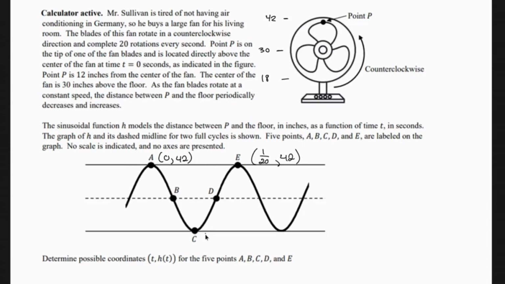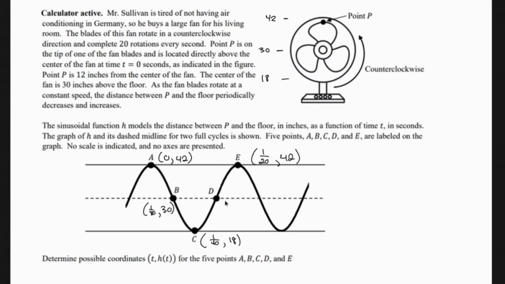So halfway in between that at C is going to be halfway in between 0 and 1/20. So half of 1/20 is going to be 1/2 times 1/20, which is 1/40th of a second. And at 1/40th of a second, we're at 18. Similarly, halfway in between 0 and 1/40th is half of 1/40th, so that's going to be 1/80th, and the midline was 30.